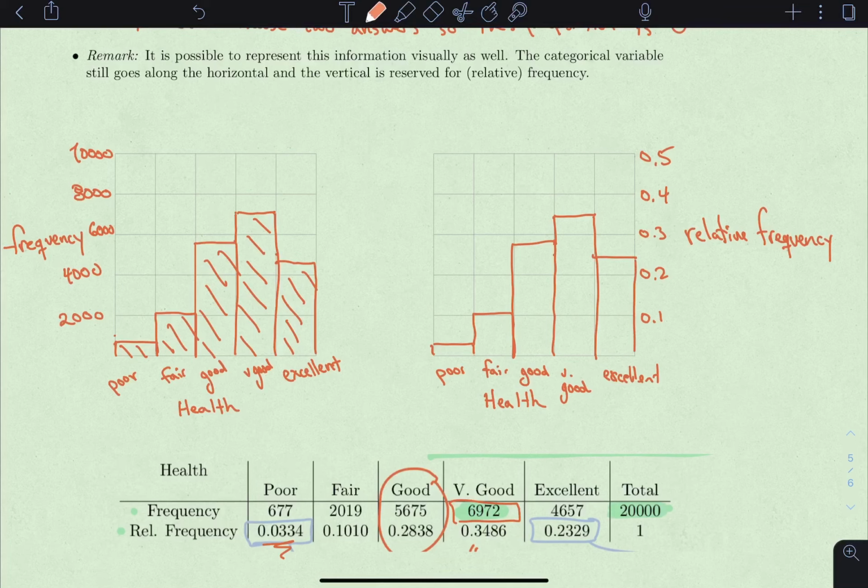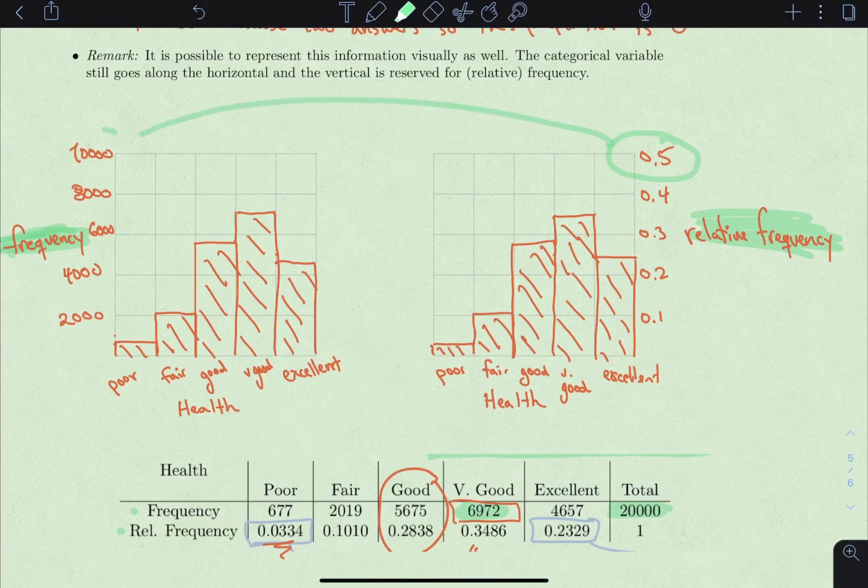And what you should make note of is this chart on the right looks exactly the same as the chart on the left. All we've changed is the vertical scale, and all we've done is reinterpret total frequency in terms of relative frequency. So one thing you can note is that at the top was 0.5, and that was the same as 10,000 because there were 20,000 people in the sample. 50%, or a proportion of 0.5, is equal to 10,000.